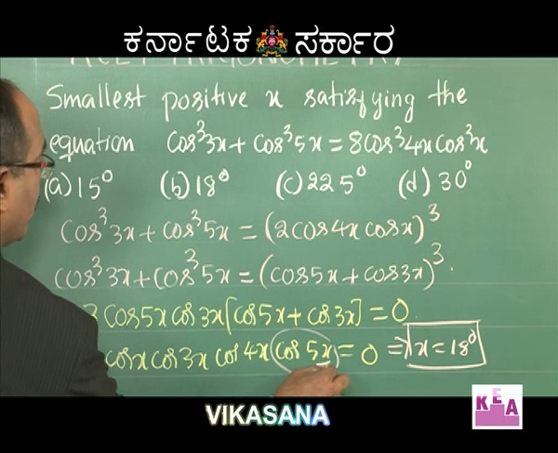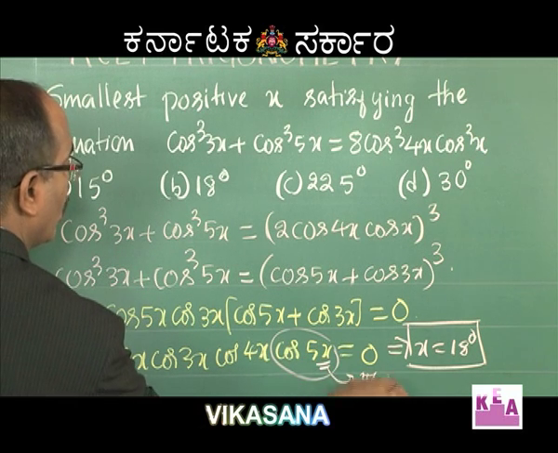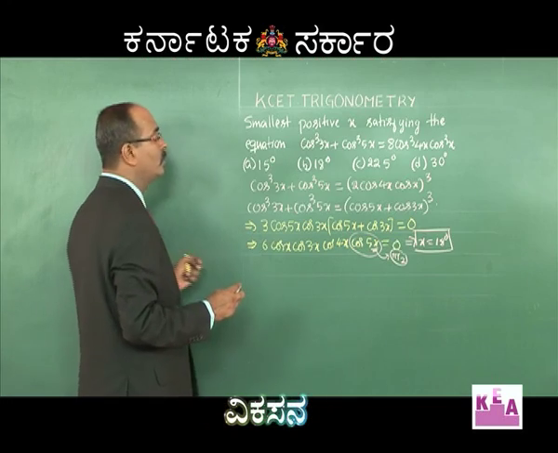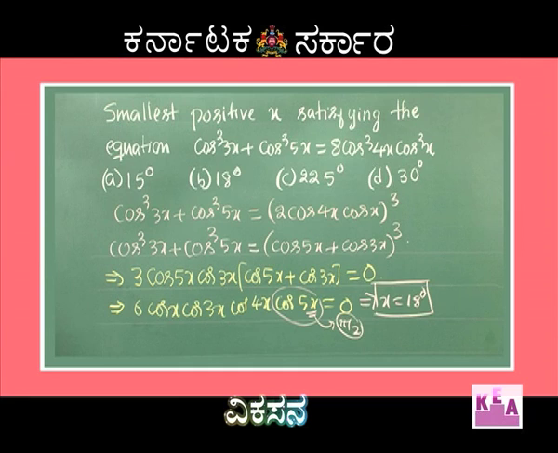I hope you have understood this, because I have considered only this. So 5x is equated to pi by 2. If you equate 5x to pi by 2, x is equal to pi by 10, that is equal to 18 degrees. Understood this, dear students? Please make a note of this.